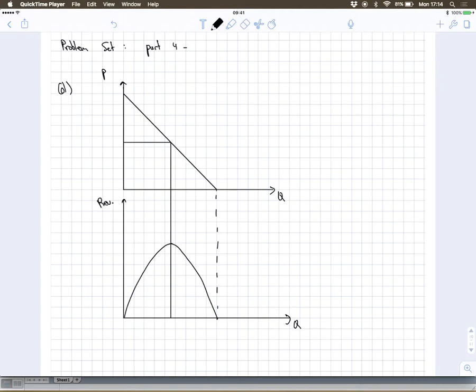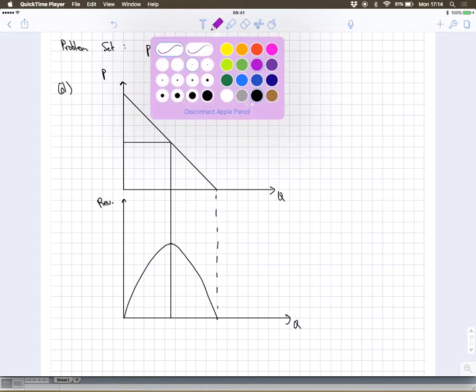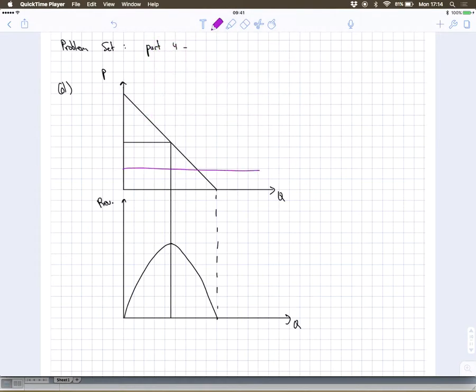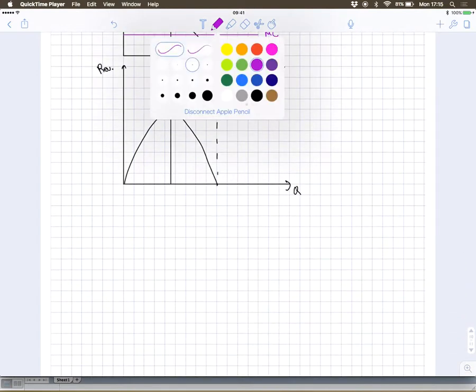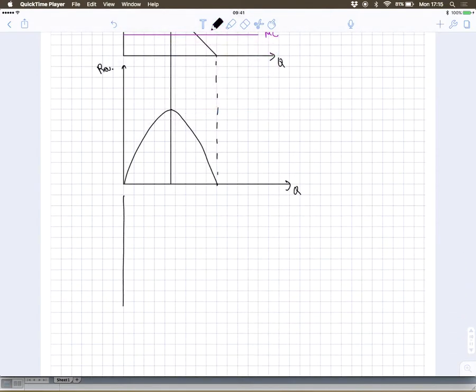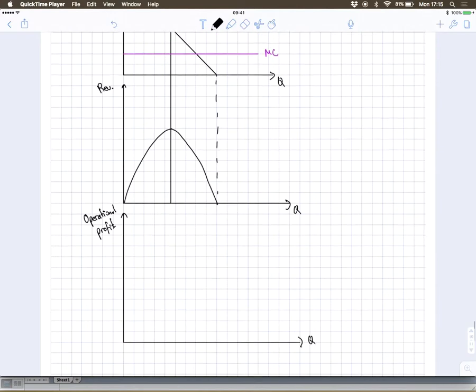Now, what if you had some random cost here, marginal cost? What I wanted to do is not draw revenue, but draw operational profits. What are operational profits? I usually call operational profit any profits ignoring fixed costs. So assume that you didn't have any fixed costs. What would the operational profits be, right? That's how I like to think about it.